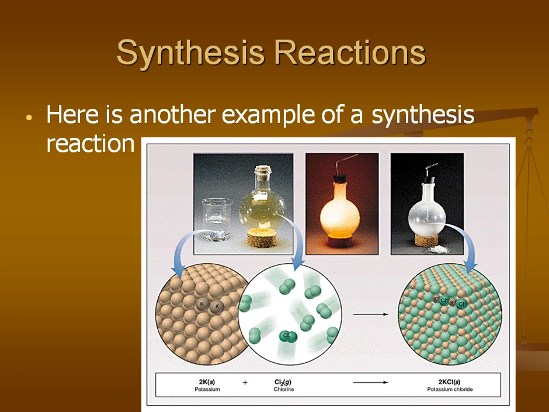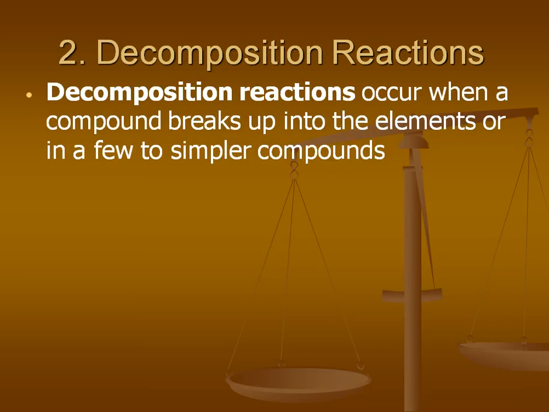Now, here is another example of a synthesis. This is potassium reacting with chlorine and forming potassium chloride. So all such types of reactions in which we obtain a single product by the combination of two or more reactants are known as synthesis reactions.